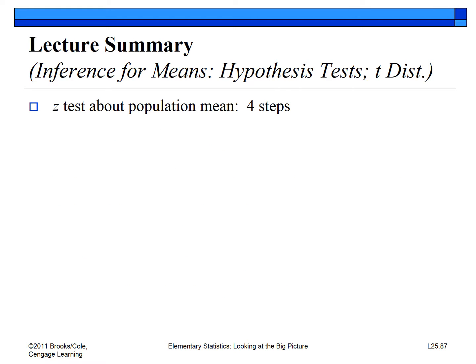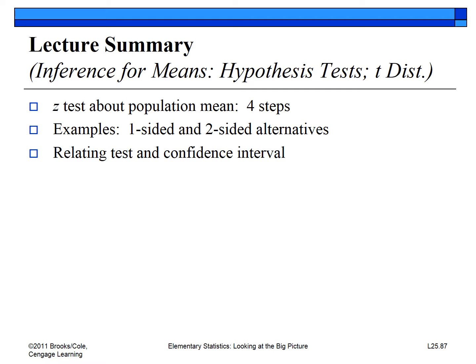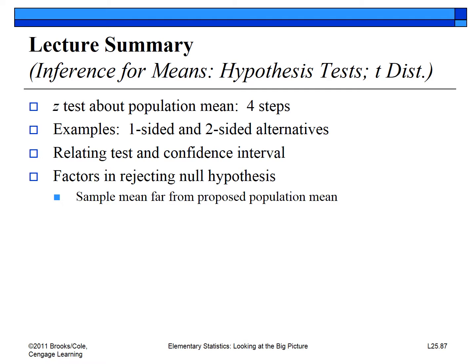We also talked about hypothesis tests. We looked at the z-test for population mean and the 4 steps involved. We looked at examples that involved both one-sided and two-sided alternatives. We looked at the relationship between the hypothesis test and the confidence interval. We considered several factors in rejecting the null hypothesis. If the sample mean is far from the proposed population mean, that will encourage us to reject the null hypothesis. Also, if the sample size is really big, or if the standard deviation is small, that will also help us reject the null hypothesis.